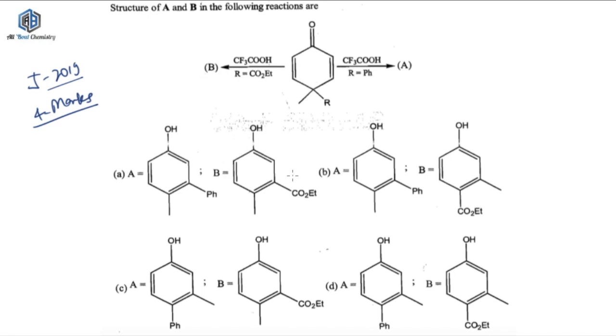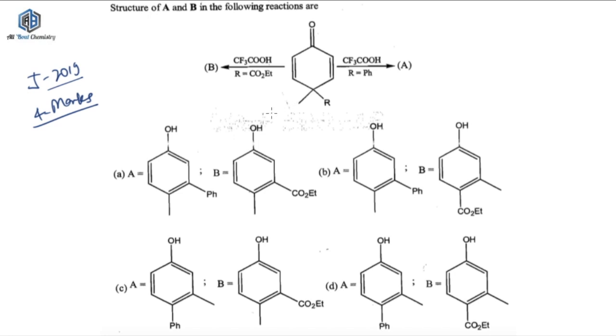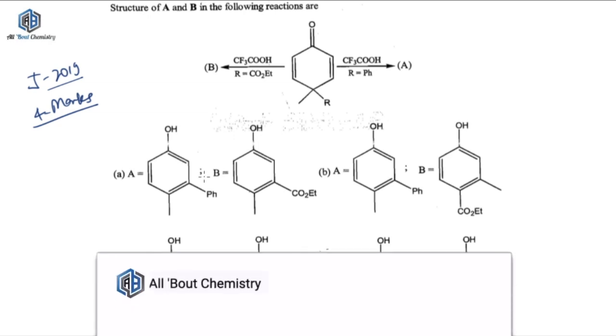This particular question was asked from the rearrangement portion of organic chemistry. You might have studied a lot of rearrangements, and one of them was asked directly in this question. That rearrangement is called the Dienone-Phenol rearrangement. Before solving this question, I'll explain what the Dienone-Phenol rearrangement is, and after that we'll come back to solve the question.